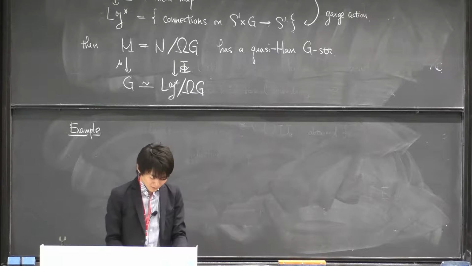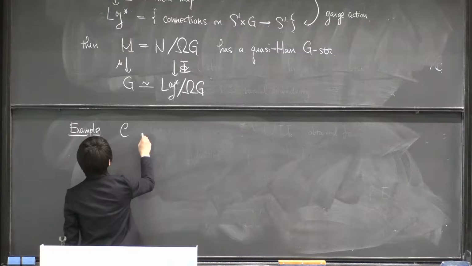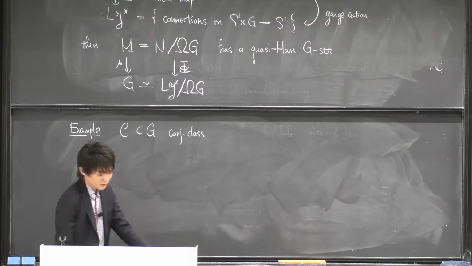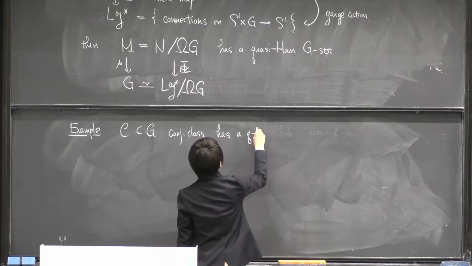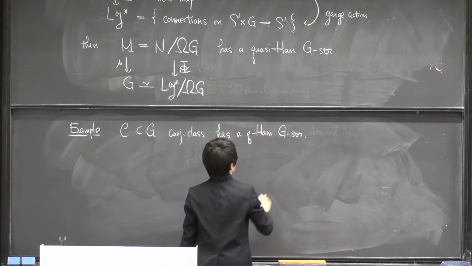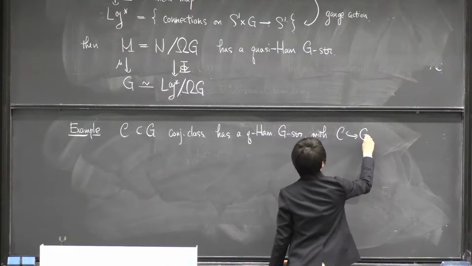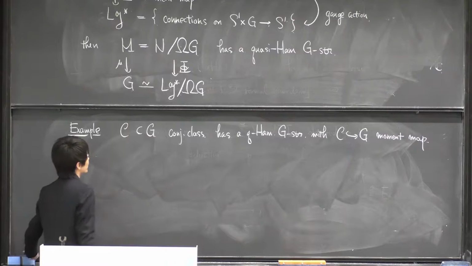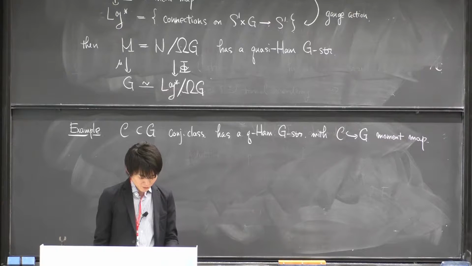So one of the easiest basic examples is given by the conjugacy classes. Each conjugacy class has a quasi-Hamiltonian structure, and the moment map is given by just the inclusion. So this is a multiplicative analog of the fact that a coadjoint orbit has a symplectic structure.